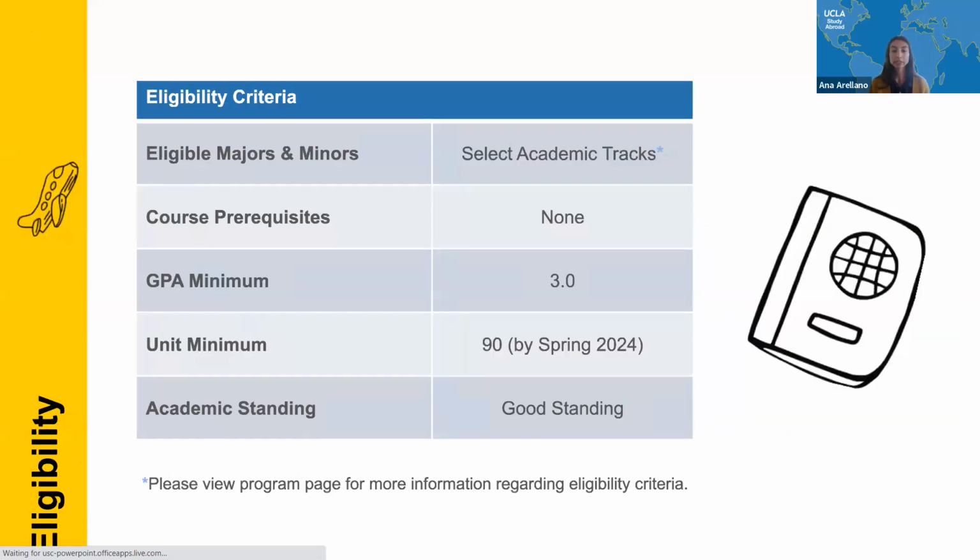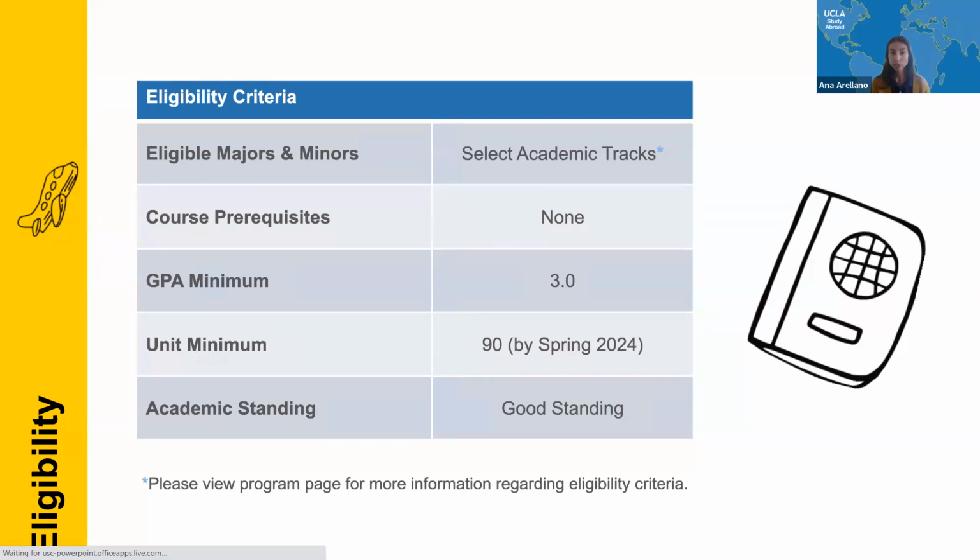The eligibility criteria: we do have select academic tracks, which I'll review shortly. But in general, I would encourage you to review the program brochures. Most of our programs are open to all majors and minors, with the exception of our public affairs and education programs. Education and public affairs would be open strictly to those majors and minors.